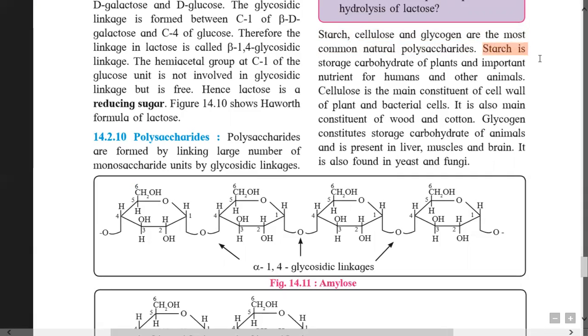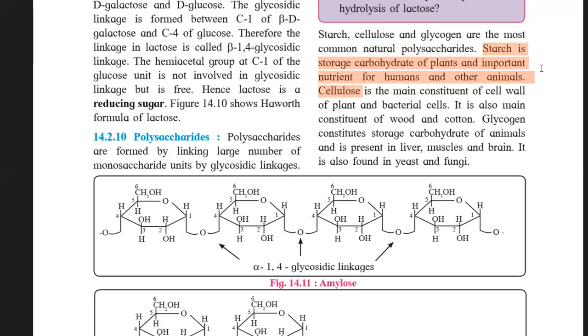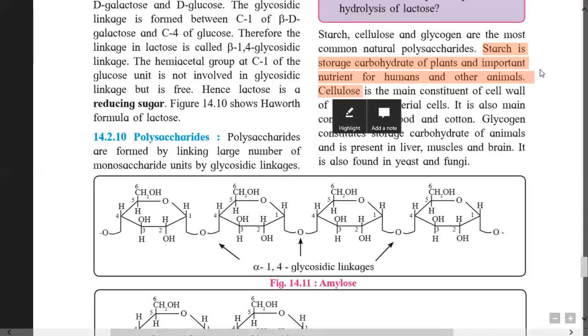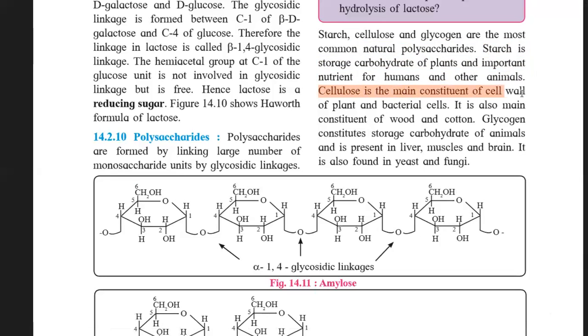Starch is a storage carbohydrate of plants, and it is an important nutrient for humans and other animals. The second example of polysaccharide is cellulose. It is a main constituent of the cell wall of plants and bacterial cells.